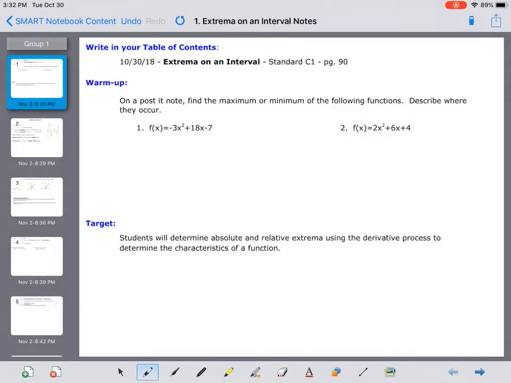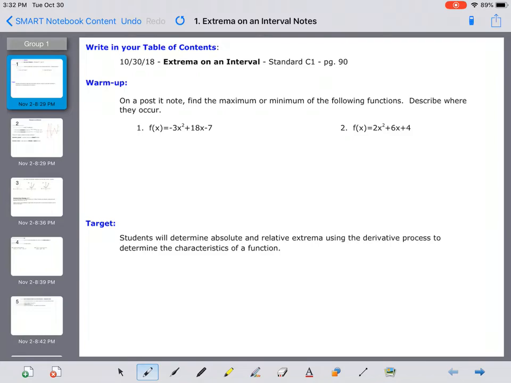In this video, we're going to talk about the extrema on an interval. This is standard C1. This starts on page 90, so go ahead and put that in your new table of contents that you got today in class. So we talked about the idea of a max and min today in class. We reviewed stuff that we learned in Algebra 1 and then again in Algebra 2.